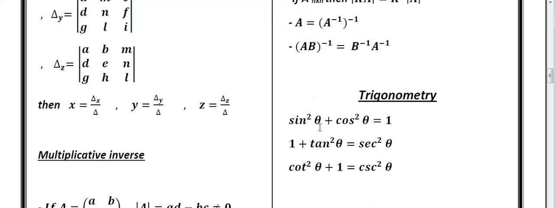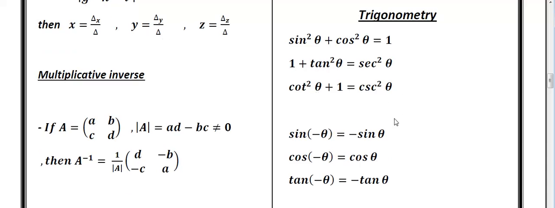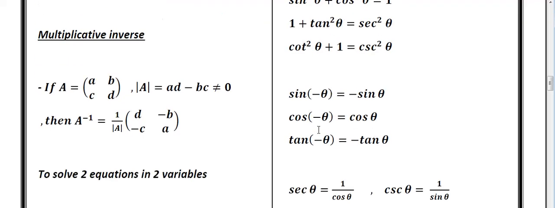Look at the trigonometry identities. Sine squared theta plus cosine squared theta equals 1. 1 plus tan squared theta equals sec squared theta. Cotan squared theta plus 1 equals cosec squared theta. Sine of negative theta equals negative sine theta, cosine of negative theta equals cosine theta, tan of negative theta equals negative tan theta.